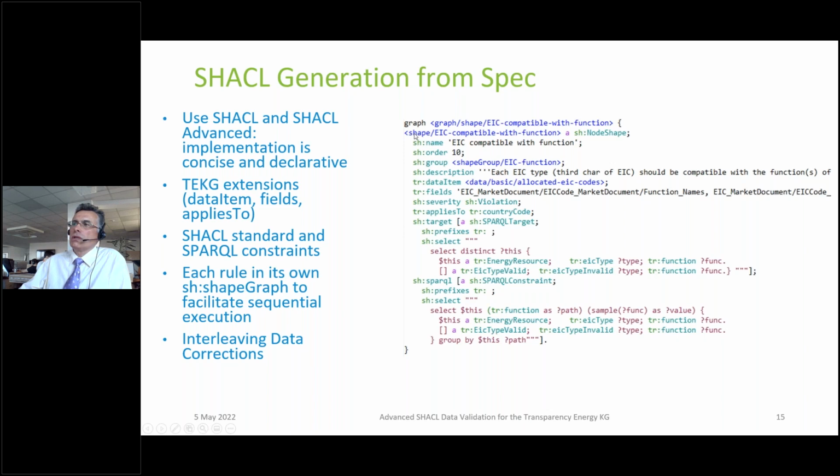We use a distinct graph for every shape, for every validation rule, because we need to run the rules not all at once, but one by one. The reason is that there are also data corrections. So after some of the rules, we implement data corrections to make further rules more meaningful and return more meaningful data. That's why we need to interleave validation and correction.